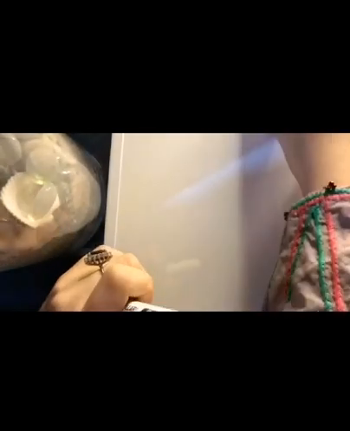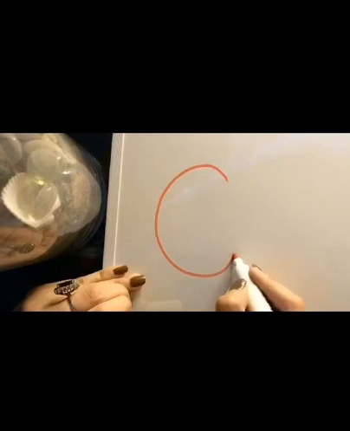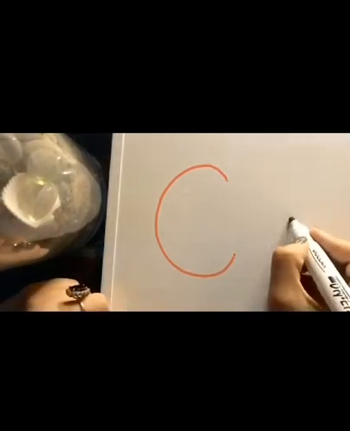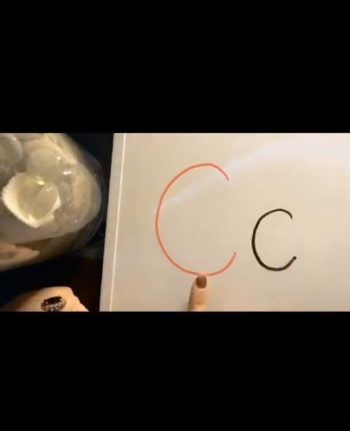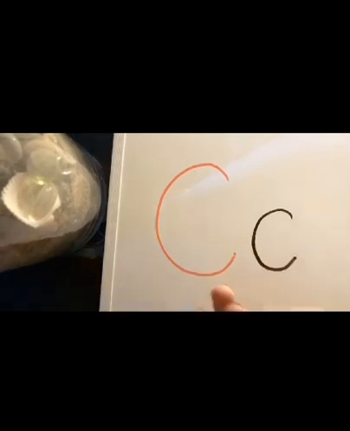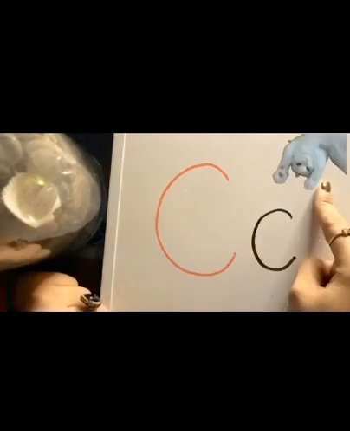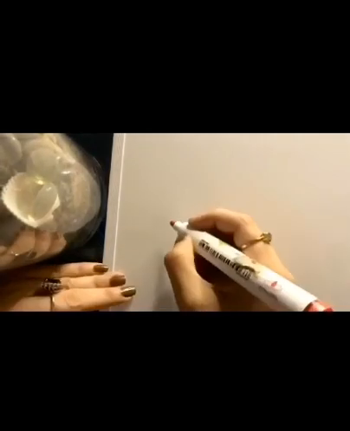Now let's talk about the first sound that we are going to learn today. The first sound is K. K is curvy. The letter is C and the sound is K. Let's say with you, auntie. Let's see what begins with K. K is for cat. K, cat. K, cup. Cat, cup.